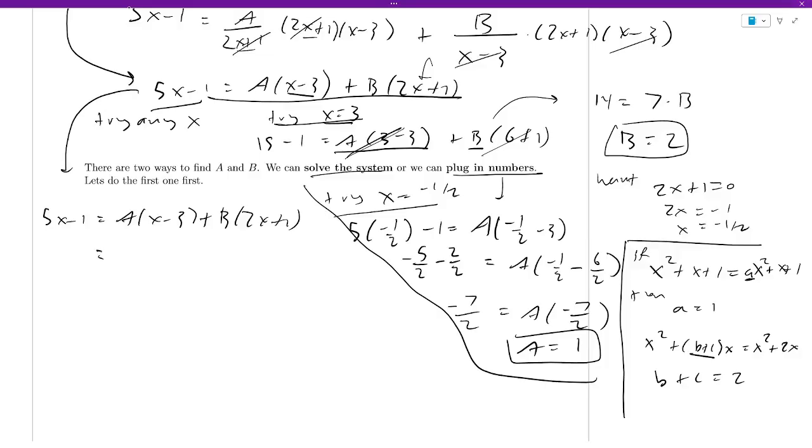Let's multiply out the right hand side so that it looks more like a polynomial. So we have ax minus 3a plus 2bx plus b. Now I want this right hand side to look like a polynomial, so let's put all the x stuff together and then all the not x stuff together. What's all the x stuff? It's a plus 2b. What's all the not x stuff? It's b, sorry, minus 3a.